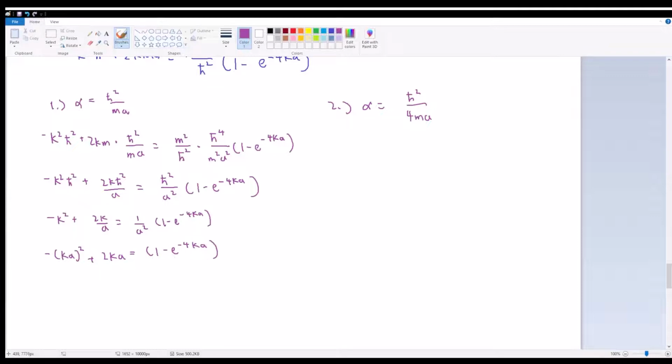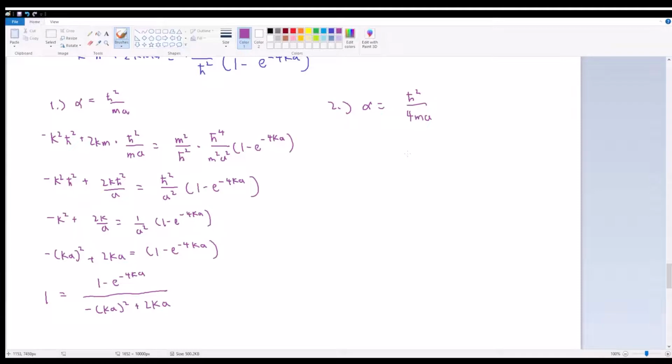Now, this is very obviously a transcendental equation, so what we're going to have to do from this point is basically go on Desmos and graph this out and see for what values of k this relation is true. So we're going to move everything to the right, so what we get is 1 is equal to 1 minus e to the negative 4ka divided by negative ka squared plus 2ka.